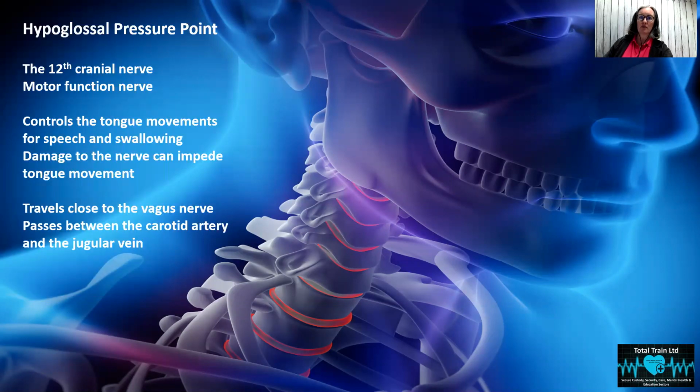Now, the 12th cranial nerve is the motor function nerve, and it controls the tongue movement for speech and swallowing, and damage to the nerve can impede tongue movement. It travels close to the vagus nerve and it passes between the carotid artery and the jugular vein.